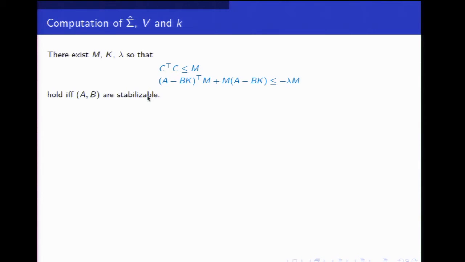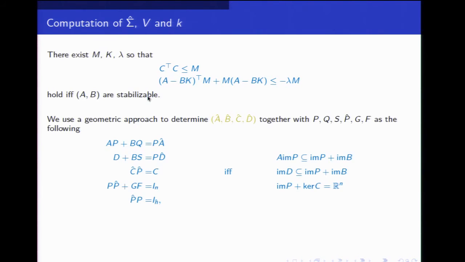So I will explain now how to construct P. It's actually this. We use a geometric approach to construct A hat, B hat, C hat, D hat, together with those matrices which appeared in all those algebraic equations as the following. All these equations are equivalent to those geometric conditions, yeah? So now you can use linear algebra techniques to construct, for example, the matrix P. There is an algorithmic technique to construct matrix P using that geometric condition.